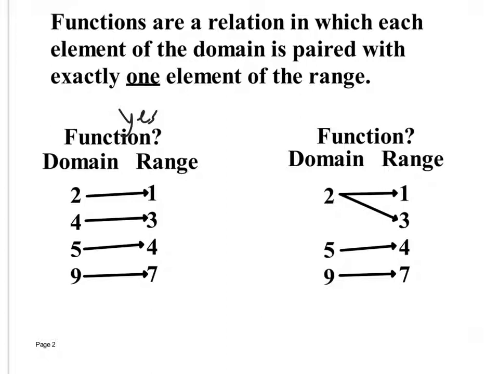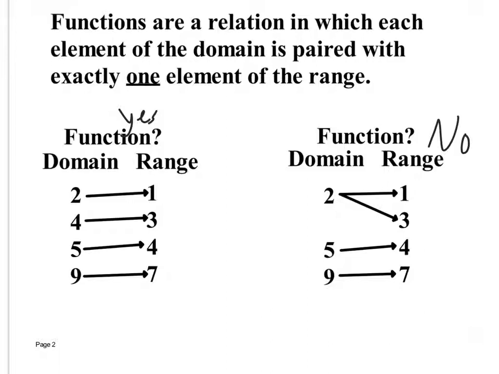Here it asks, is this a function? And it says 2 is paired with 1 and 3. 5 is paired with 4. 9 is paired with 7. Is this a function? No. 2 is paired with 1 and 3. To be a function, it can only be paired with one element of the range. 2 can only be paired with 1 or 3, but it can't be paired with both. See how it's paired with both? So is this a function? No, this is not a function.